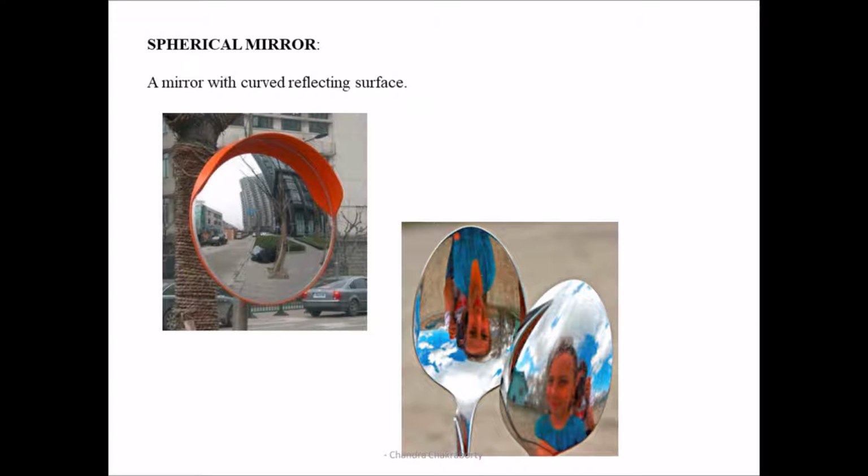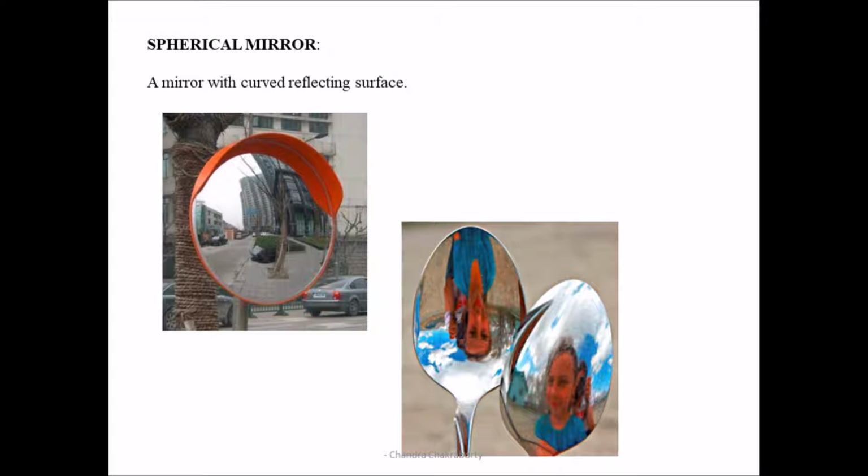Now let's talk about what a spherical mirror is. With the term spherical, it's clear that it's related to something curved, right? So here I have given two examples of spherical mirror. The first one shows a kind of mirror that you may have witnessed in streets, especially on hilly roads where the roads are quite curved. Using these mirrors, people at one end of the road can see whether any vehicle is coming from the other corner or not. So these mirrors having a curved reflecting surface are called spherical mirrors.